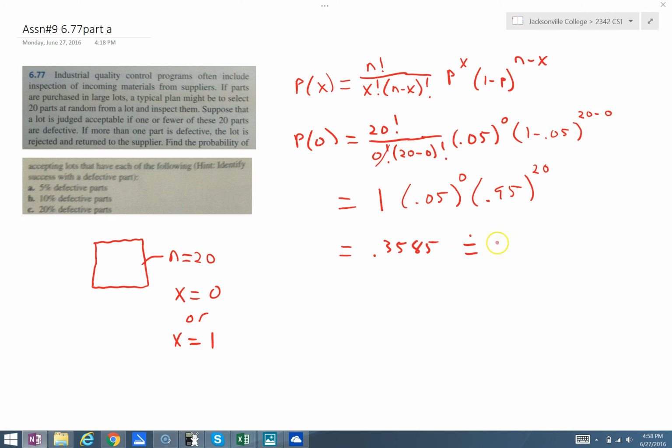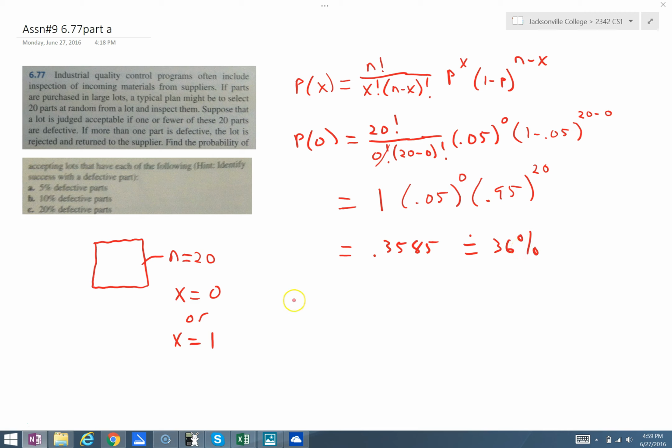Which is approximately 36%. So if 95% of our parts are good, 36% of the time this box, this lot of 20, would all be good. So this is an important thing to just see in general. No matter how good you are at a thing, in this case we're getting 95% of them, to be successful 20 times in a row is not very likely. So perfection is difficult is what we see here, all right? Even though we have a 95% chance of being successful, 20 times in a row, there's only a 36% chance.